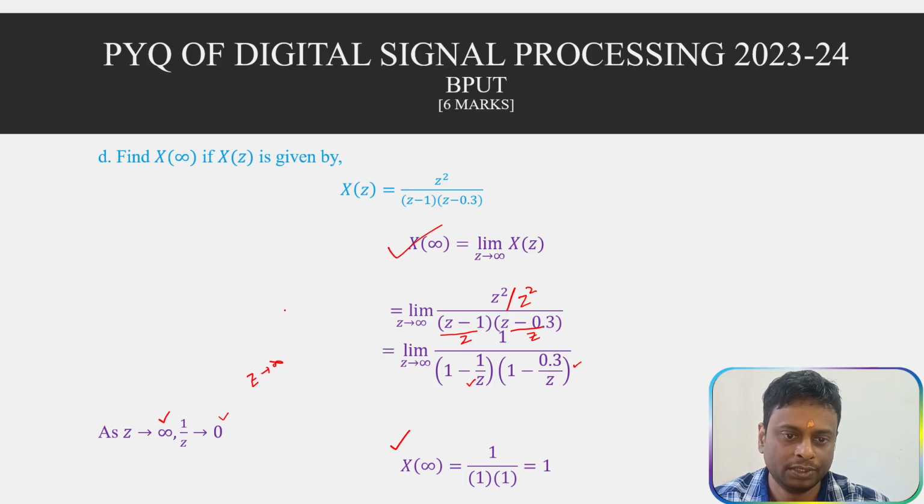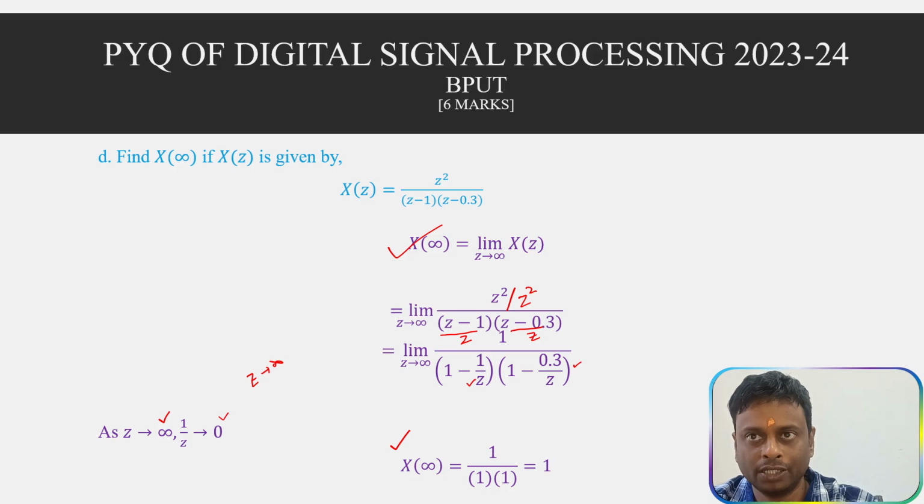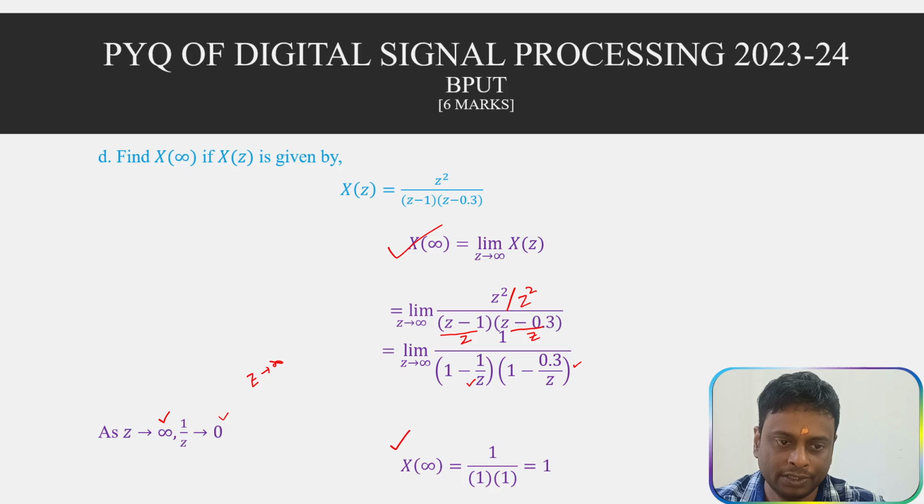So we have seen 4 of the 6 marks questions. In the next lecture we will see the remaining 4 questions. Total 12 questions are there, so we will see them one by one, in sets of 4.